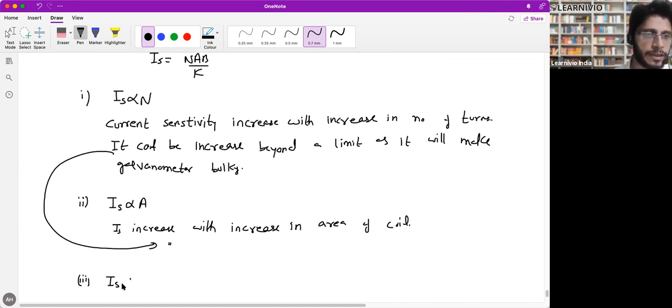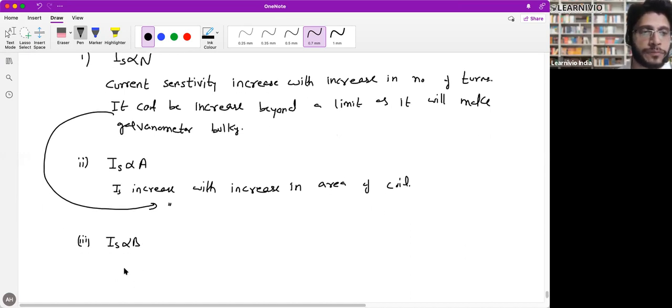IS is directly proportional to B. Means it's proportional to the strength of magnetic field. If you keep on increasing the strength of magnetic field, the current sensitivity keeps on increasing. And this is something which is preferred. Like in a galvanometer, we try to use very, very strong magnets to generate strong magnetic field. So for strong magnets, what we do is we use soft iron core. Soft iron core generates very, very strong magnetic field.